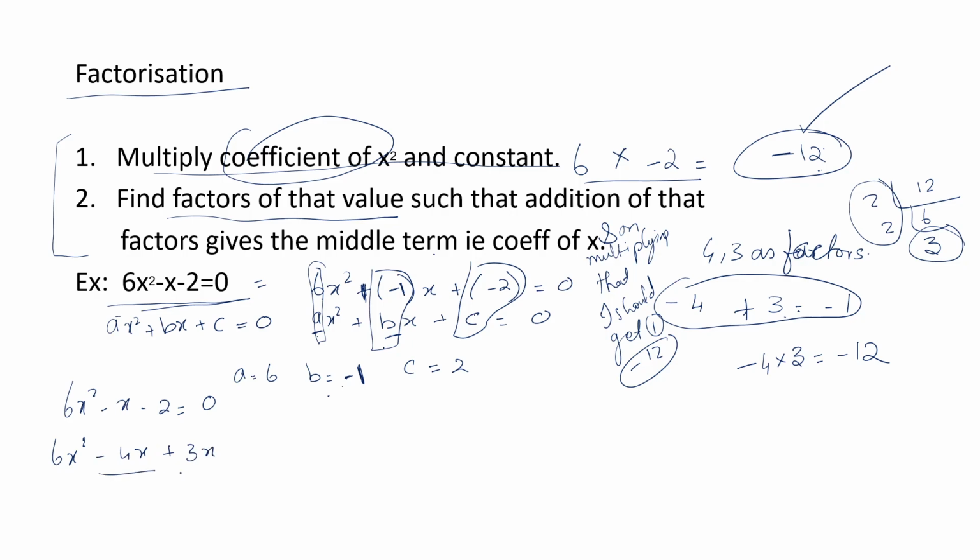So minus 4x plus 3x is minus x. On adding this I will get the middle term. Minus 4 into 3 is these two terms multiplication, minus 12. Okay, so this will be the way.